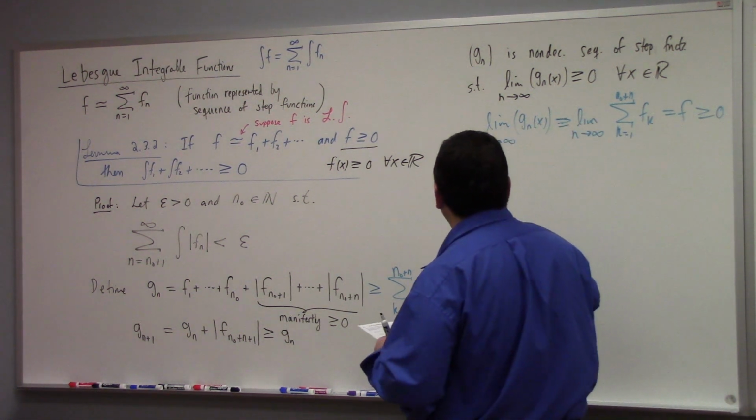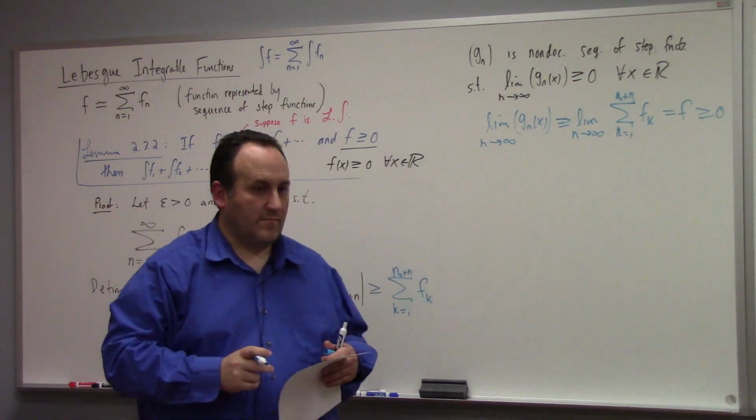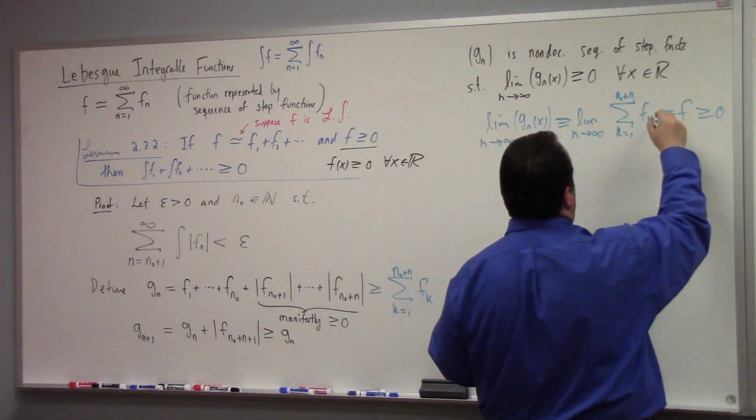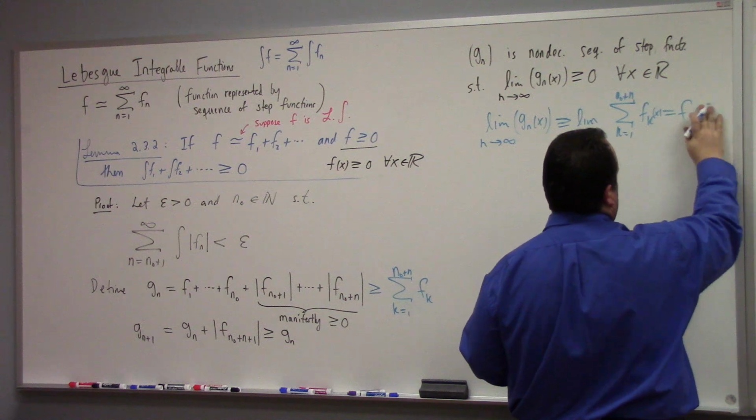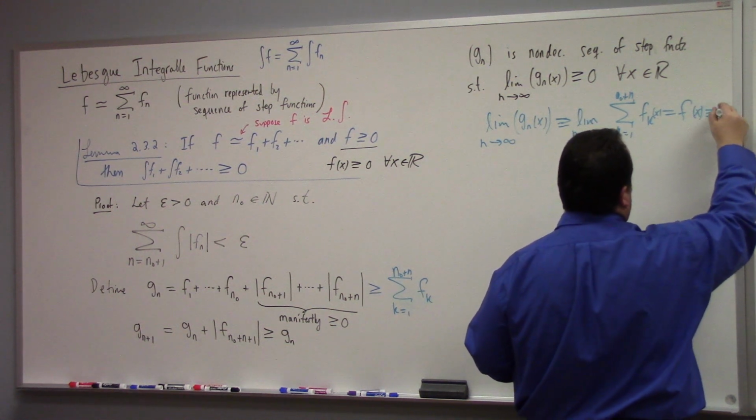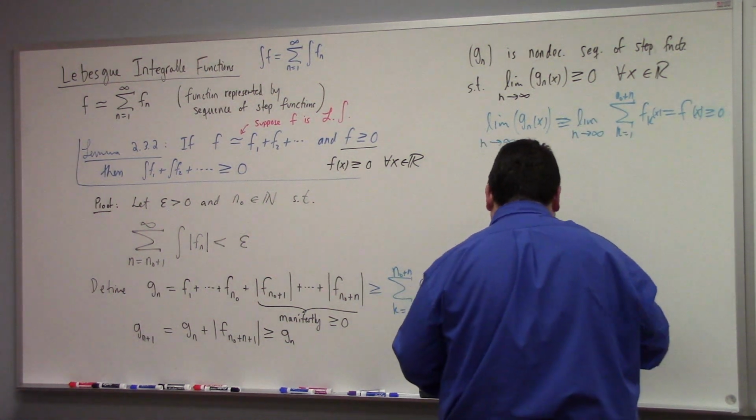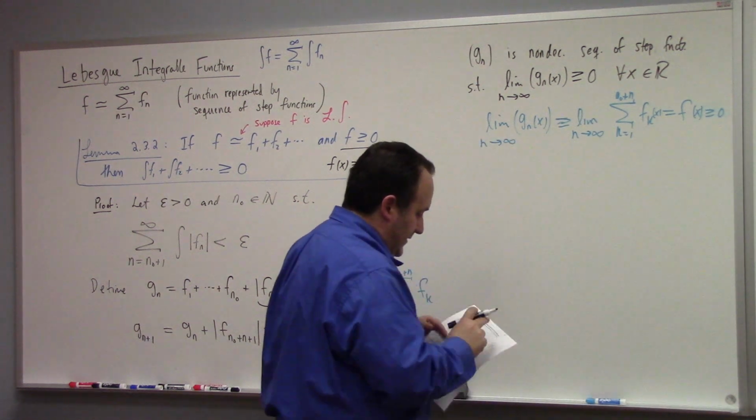I mean, this is fine. This is x here, and there's an x here, and it's greater than or equal to 0 for all x. Okay, great. So then what?